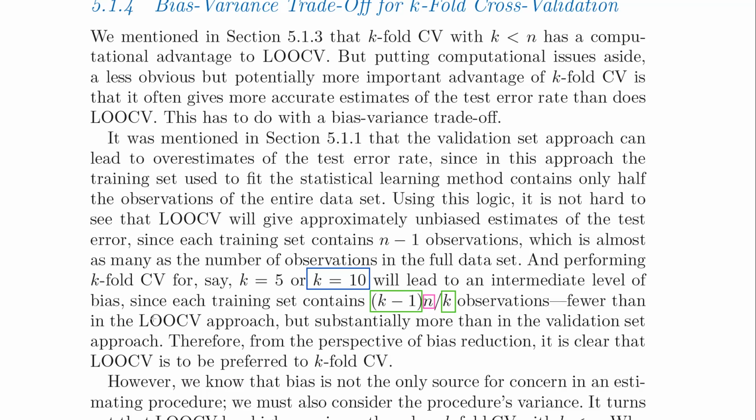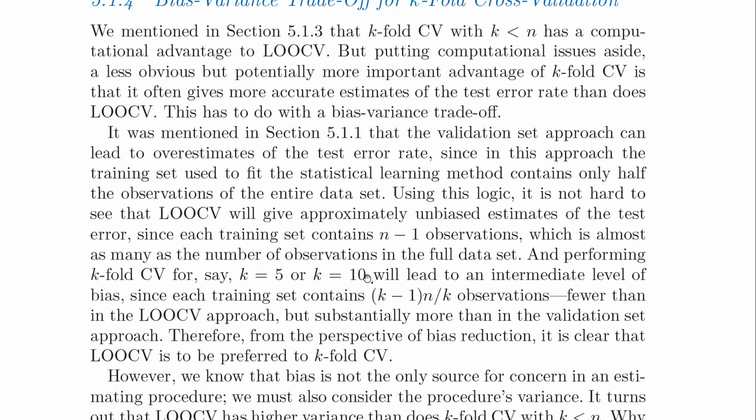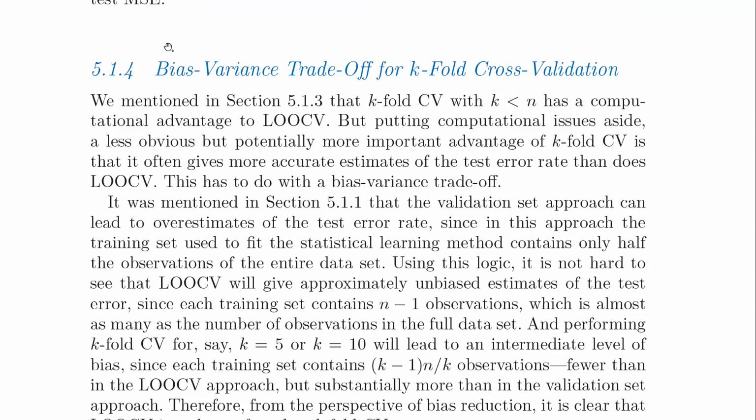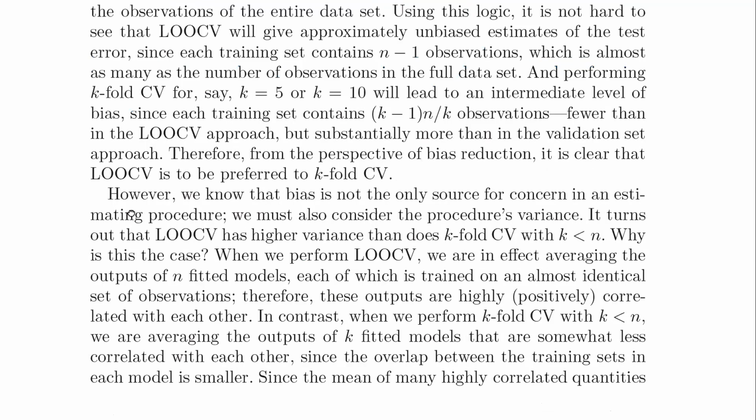So it's fewer than the LOOCV. So leave one out uses practically all the observations, n minus 1, but k-fold uses substantially more than in the validation set approach. Therefore, from the perspective of bias reduction, it is clear that leave one out is to be preferred to k-fold, because leave one out uses nearly all the data, so there's less uncertainty in the data that we're using. So that's from the perspective of bias.